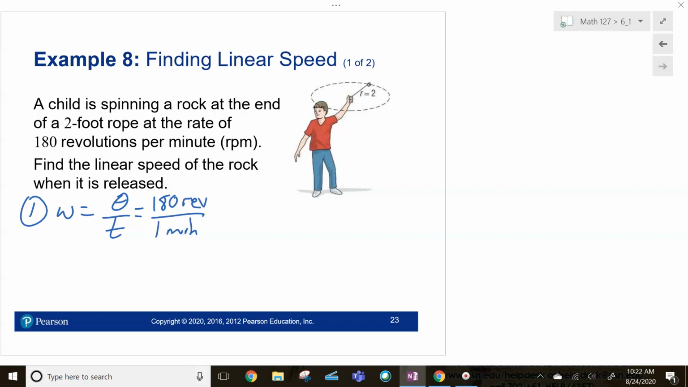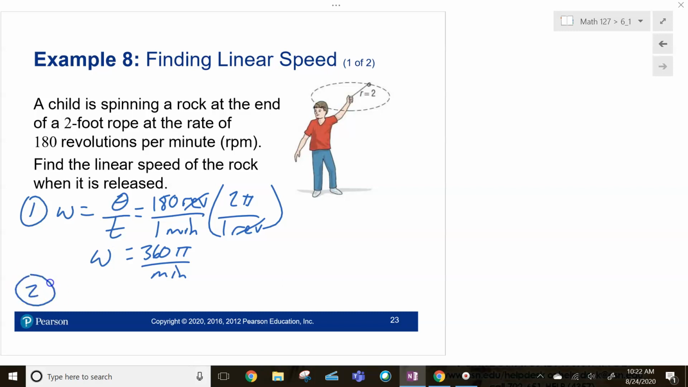Now this needs to be in radians, right? Remember, omega's got to be in radians. We know there's 2 pi radians for every 1 revolution. So we have 360 pi radians per minute. Okay, here's our omega. So number two, now that we have omega, I'm going to use v equals r times the angular speed, because I have my angular speed.